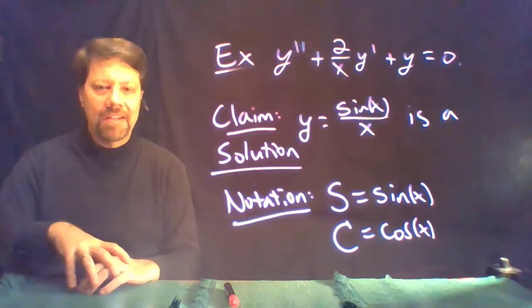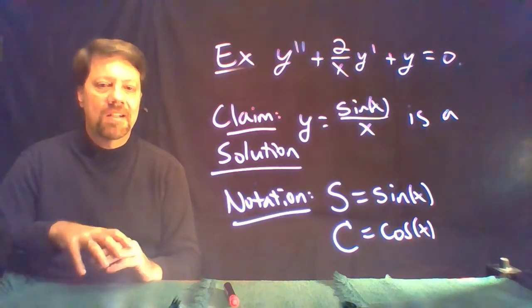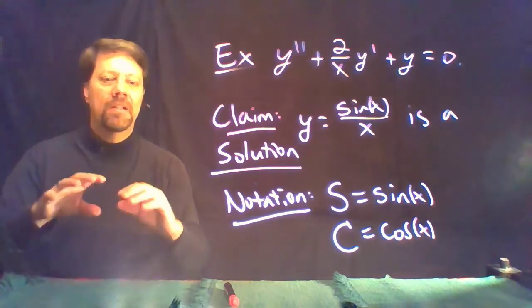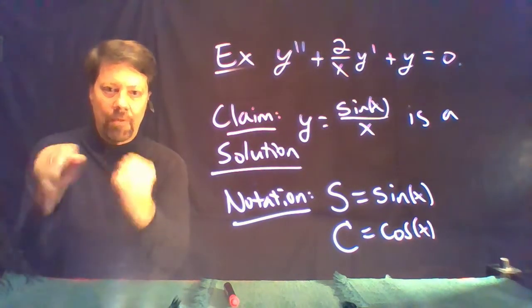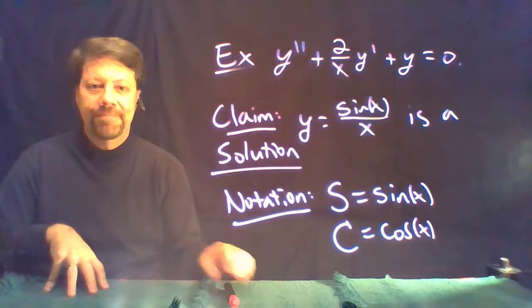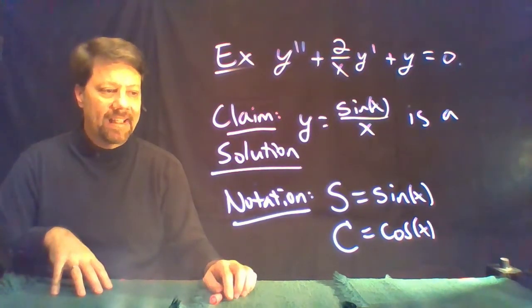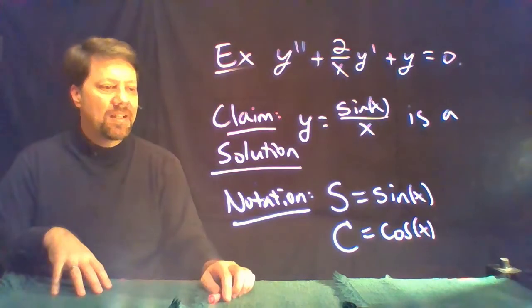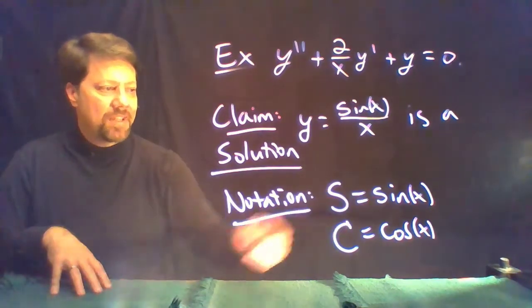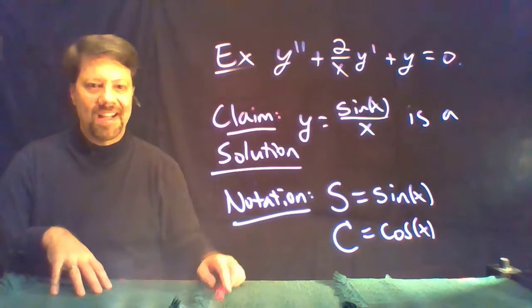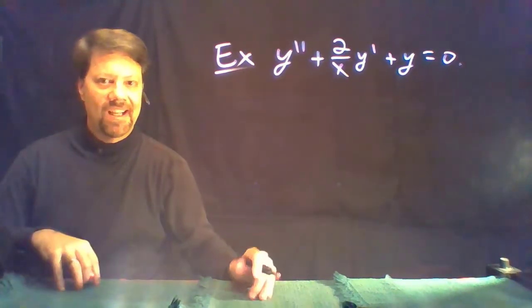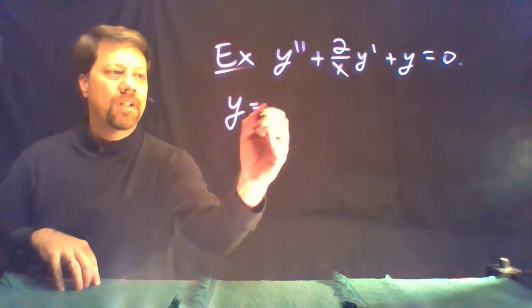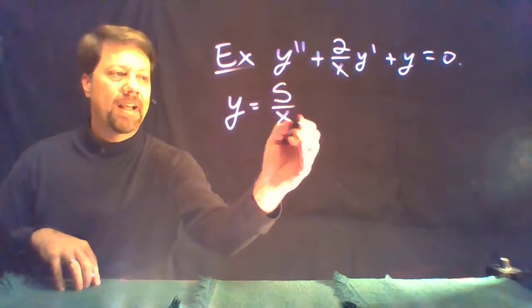And it turns out in that instance, the star does not collapse to form a point singularity, but rather it collapses and forms what is called a ring singularity. We can talk about that later. In any case, S stands for sine x, C stands for cosine x. So once again, our proposed solution is sine of x divided by x.